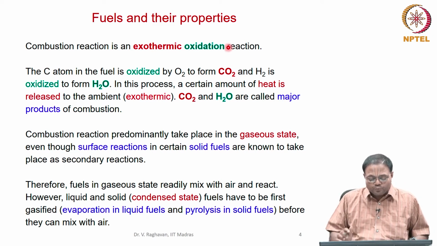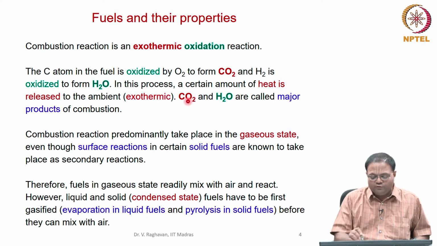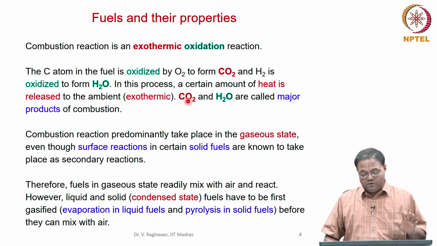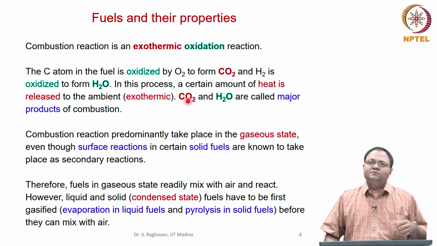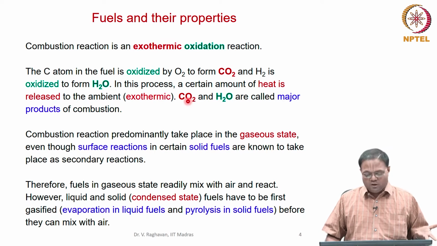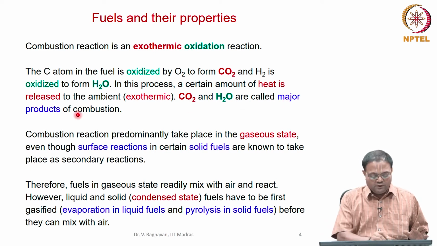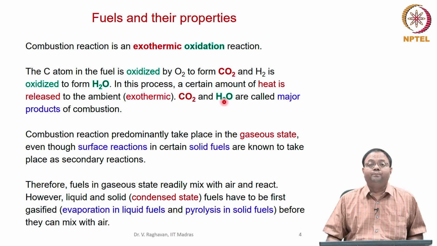And CO2 and H2O which are formed are called major products. When I say major products, that means there are several other products which are also going to be formed. They can be called minor products. But the major products are these two, carbon dioxide and water vapor.